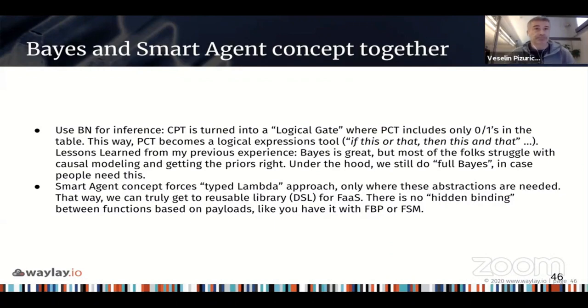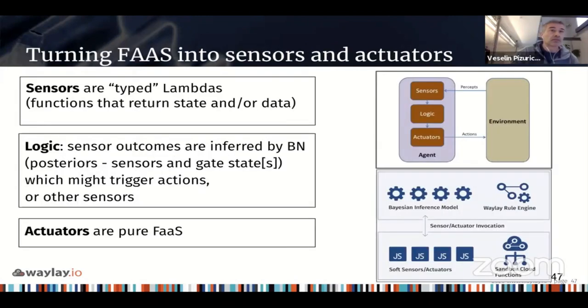Now, if you put these things together, what we actually do is think of stateless functions as the nodes in the Bayesian network, where the only thing you have to do is to type that function, in a similar way as the finite state machine AWS Step Functions thought about it, because they are wrapping the functions in some sort of a state. And the second thing is the actuation, which is just a fire and forget call, just a pure function. So basically, in the end, you're creating a library, your domain specific language, based on the functions.